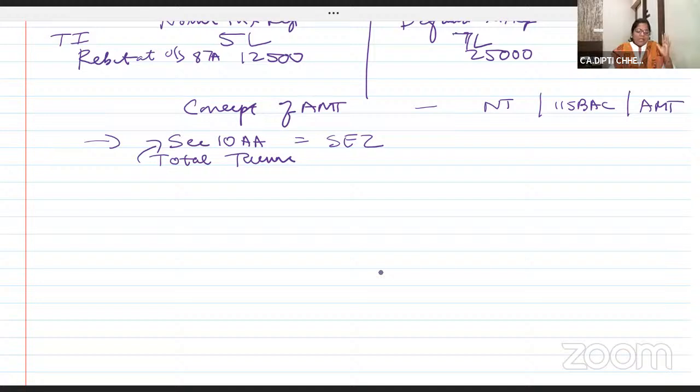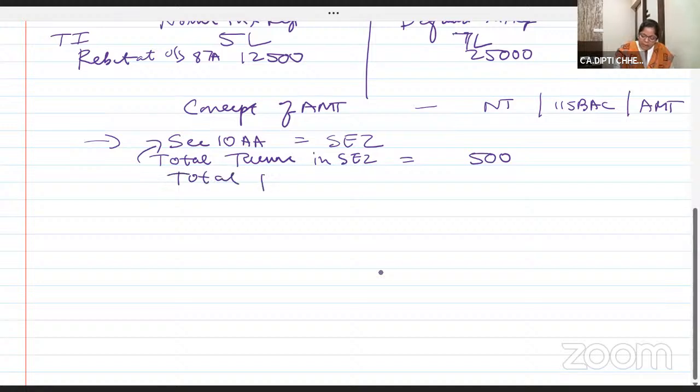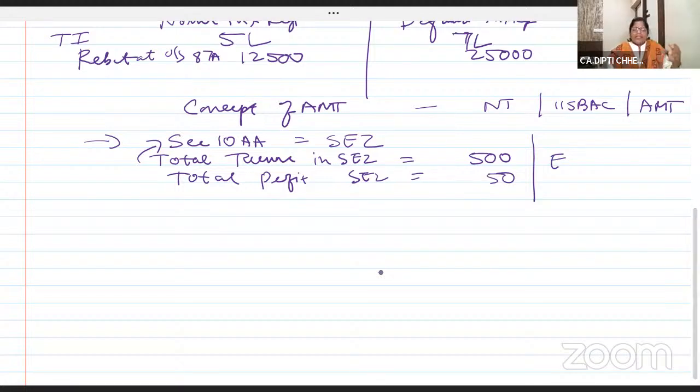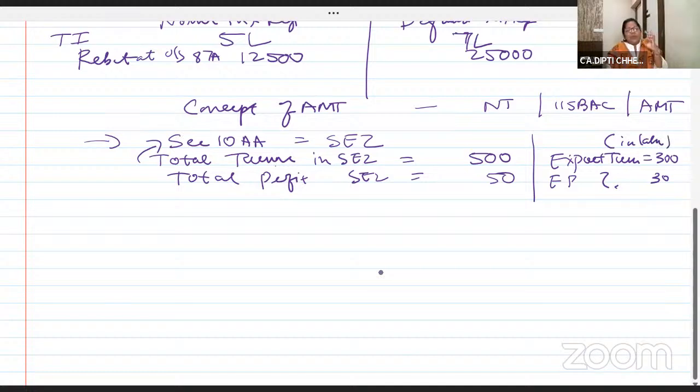You will get exemption if your total turnover, I want to repeat, in the SEZ, say is 500. Total profit of the SEZ is say 50. Now, out of this total turnover in the SEZ, if you're working in a special economic zone, you have to export. Then we will give you a tax holiday. But if you didn't export, and you sold it locally, then you will not get the exemption. So total turnover, total profit. What is the export turnover? Let us say 300. What will be the export profit? Cross multiply, we get 30. Say all this is in lakhs. As good as I'm solving a question only.